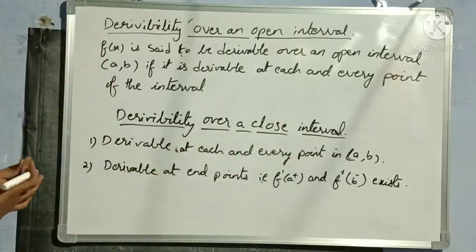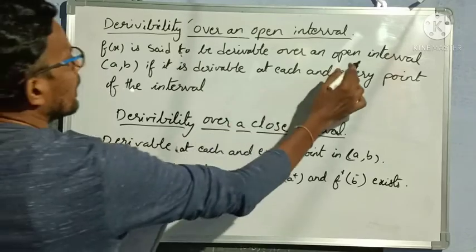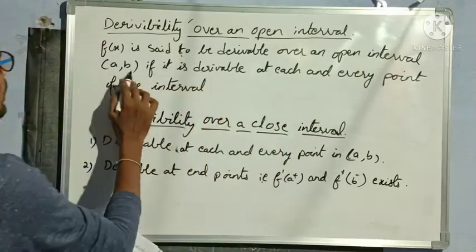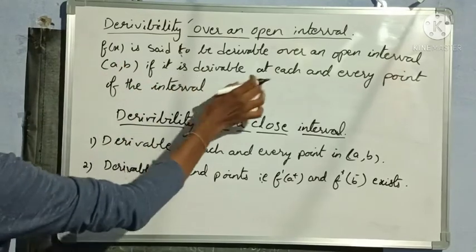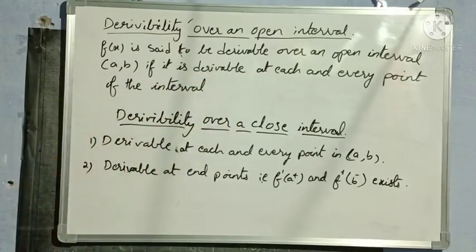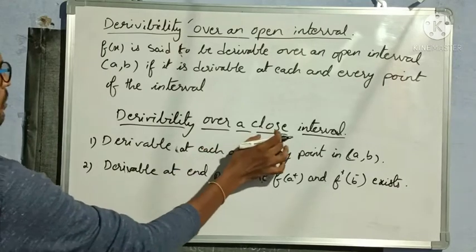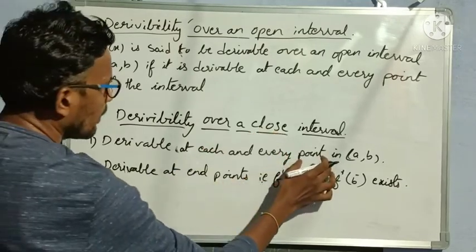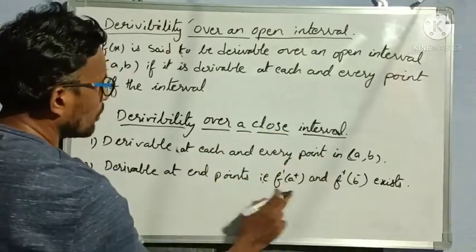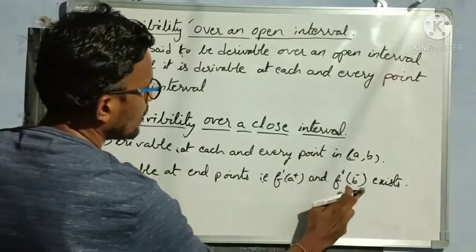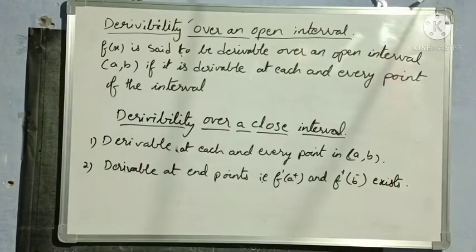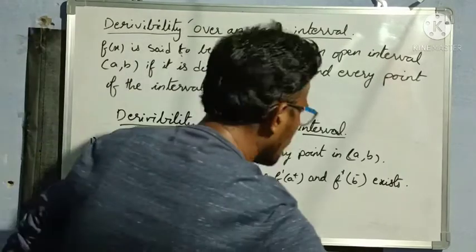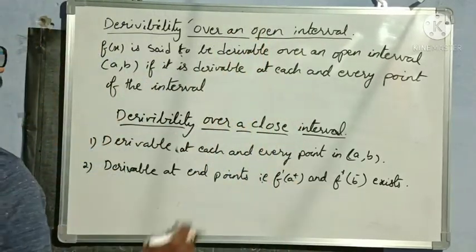Okay. When it is derivable over an open interval, no need of checking at end points, that is a and b. In between a and b, whatever points we are getting, at each and every point of the interval we should check. But in a closed interval, we should check at each and every point between, and also at the end points, that is f dash of a plus and f dash of b minus, if they exist. Okay. This is the derivability over an open interval and a closed interval.